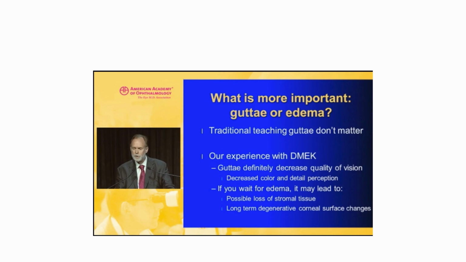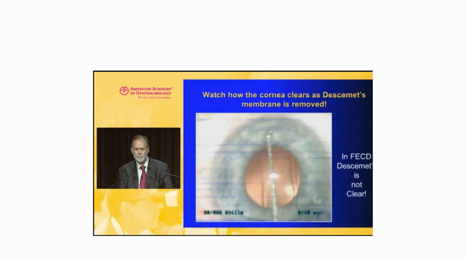And our experience with DMEK is that the guttae do matter. You shouldn't wait for edema. If you wait for edema, that can lead to possible loss of stromal tissue and long-term degenerative changes in the anterior surface of the cornea, and Sanjay Patel has reported on that.